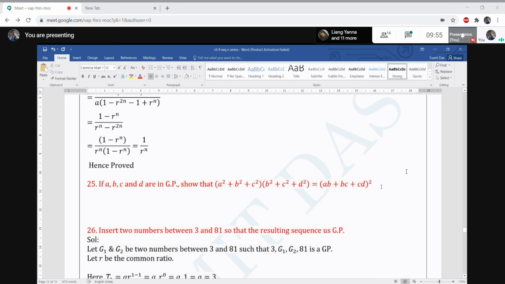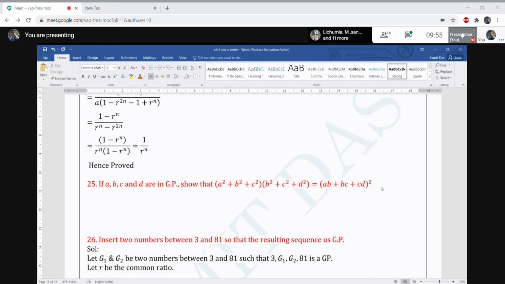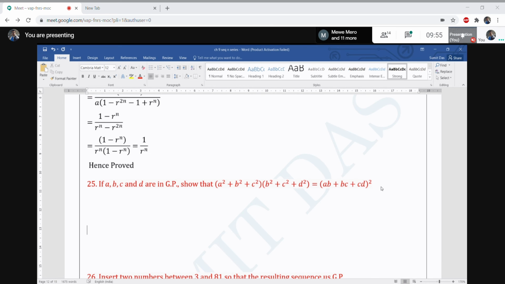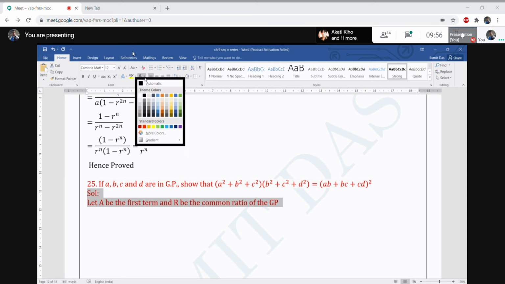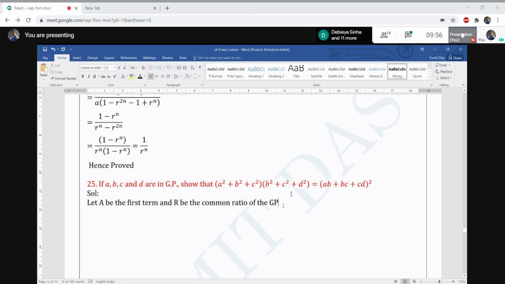We have to take the a and r, the common ratio. Solution: let a be the first term and r be the common ratio of the GP. So a be the first term and r be the common ratio of the GP.